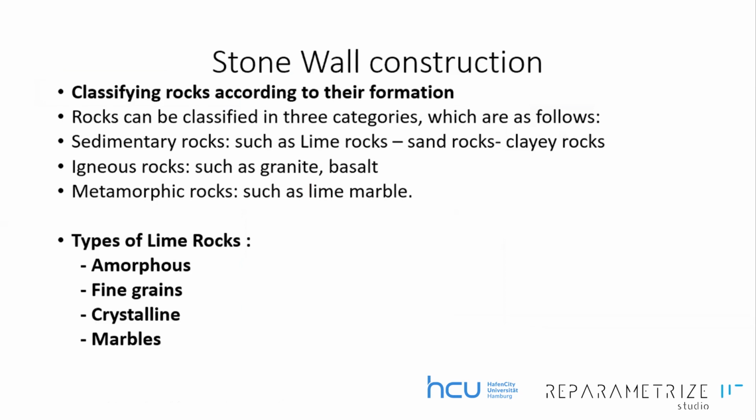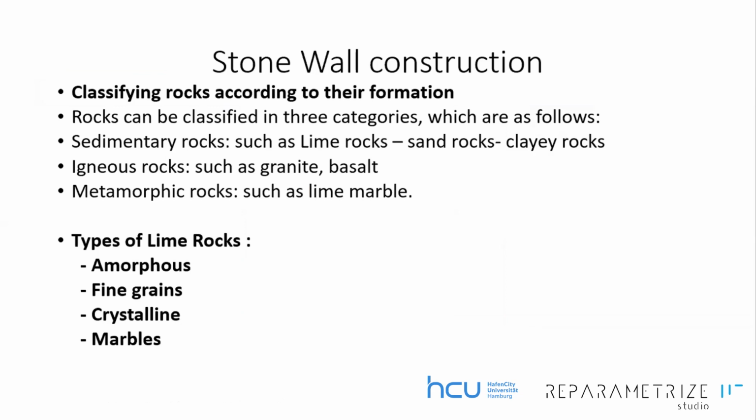Now, when going to stone wall construction, we can classify the rocks according to their formation. We have 3 kinds of rocks: the sedimentary rocks, like sandstone, and igneous rocks like granite or basalt, and metamorphic rocks such as lime or marble.